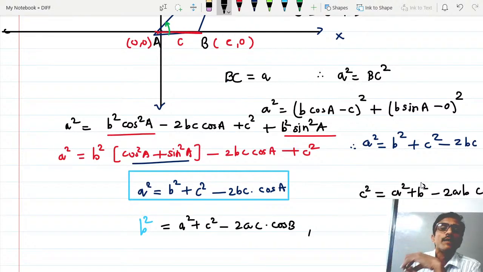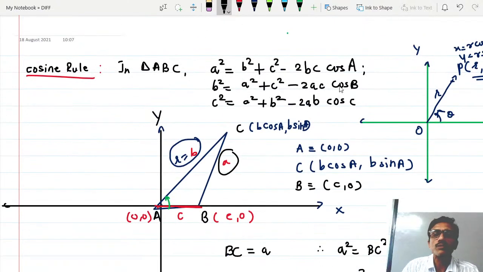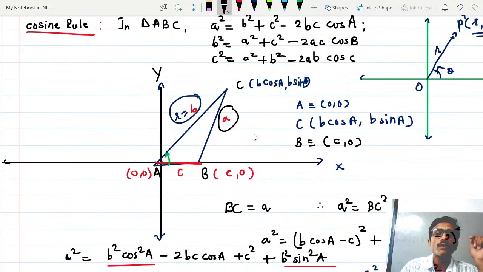Now you should note this cosine rule, once again I will show this. Here we want to prove this cosine rule: a square equal to b square plus c square minus 2bc cos A, b square equal to c square plus a square minus 2ac cos B. For this you will take vertex A of the triangle ABC at the origin, and along AB we take the x-axis, and the line through A perpendicular to the x-axis we take as the y-axis.